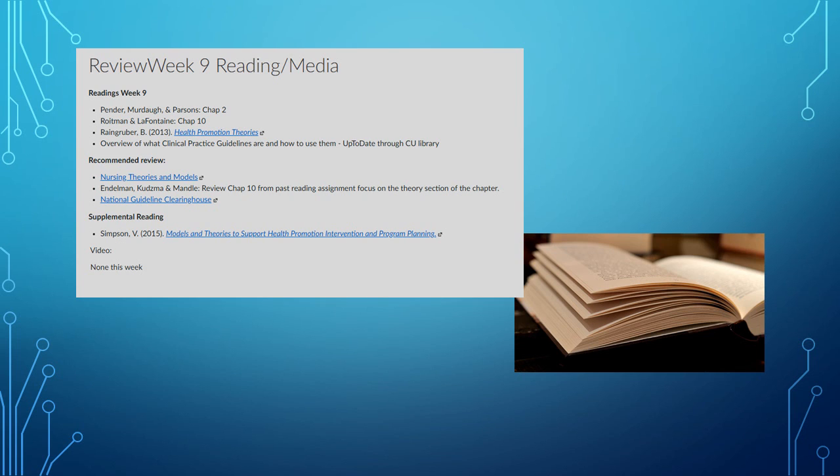So that's a little bit about them in a nutshell. As we move into your readings this week, you're going to be reading chapter 2 in Pender, chapter 10 in Rothman LaFontaine. A different book that I have externally for you is Rain Gruber's Health Promotion Theory section. It's a really good section. There's a lot of information in it. And then in UpToDate in our library, you will have to access our library site, go to the UpToDate section, and then type in overview of what clinical practice guidelines are. And I want you to read through that.